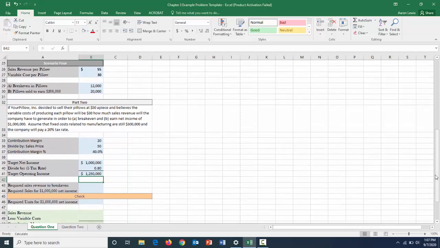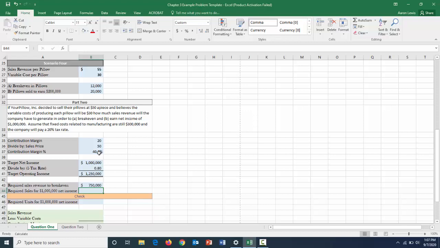Now we can figure out what our required sales revenue is to break even. And all that is fixed costs divided by contribution margin percentage. We're not trying to find it in units like we did in part 1. We're trying to find it in sales dollars, sales revenue in this particular problem. So if we take our $300,000 of fixed costs and divide it by our contribution margin percentage of 40%, we're going to come up with $750,000. We need to have $750,000 in sales to break even.